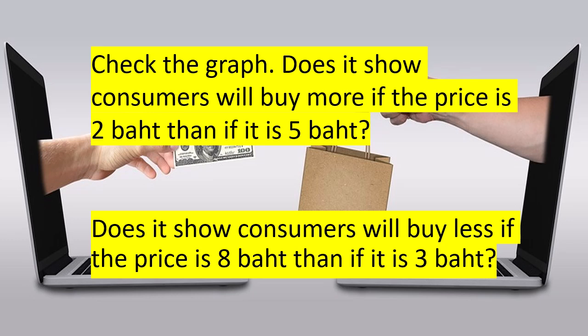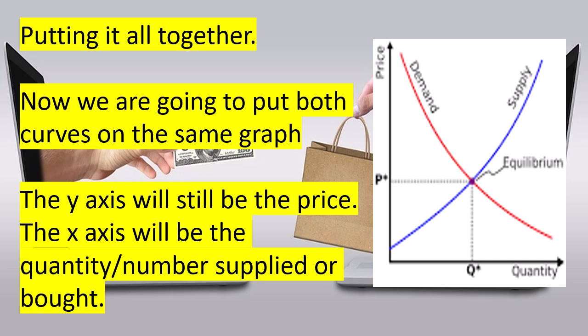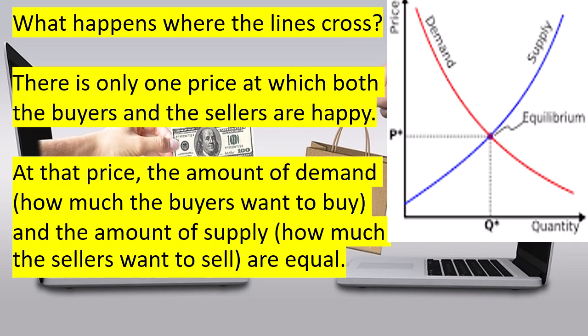Okay. Now we're going to put it all together. We're going to put both curves on the same graph. The y-axis will still be the price, and the x-axis will be the quantity or the number supplied or bought. What happens where the lines cross?